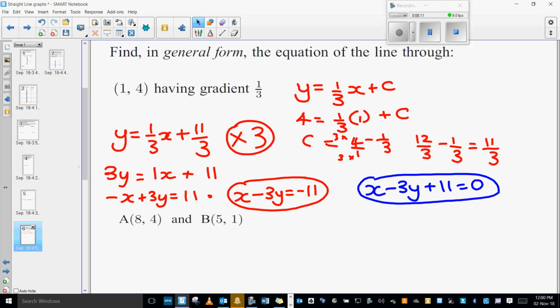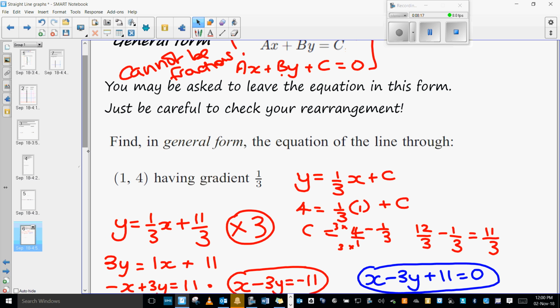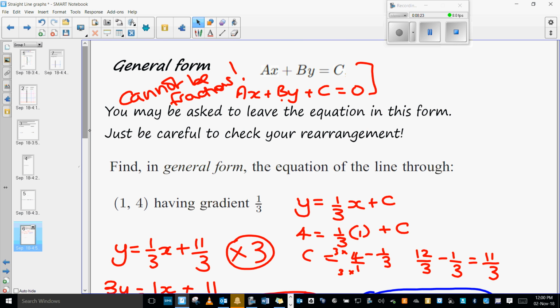Why can you not go for that? You could, but specifically they've asked us to leave it in general form. So it means it's going to look like one of these two. Up until this point we've only left it as y equals mx plus c. So that's leaving it so it looks like one of these two. That's what general form means.